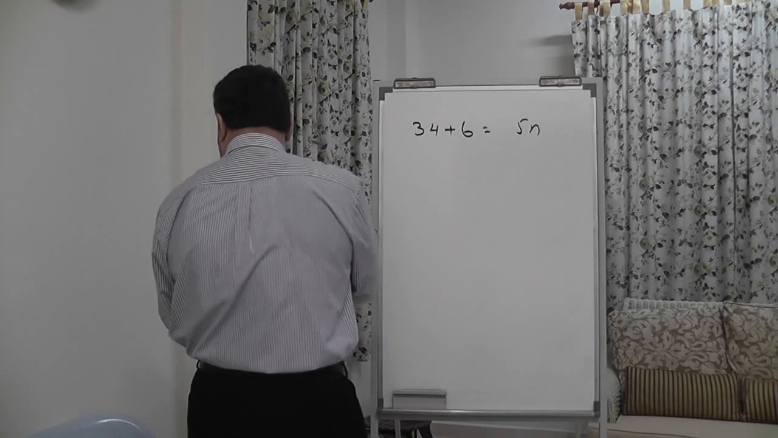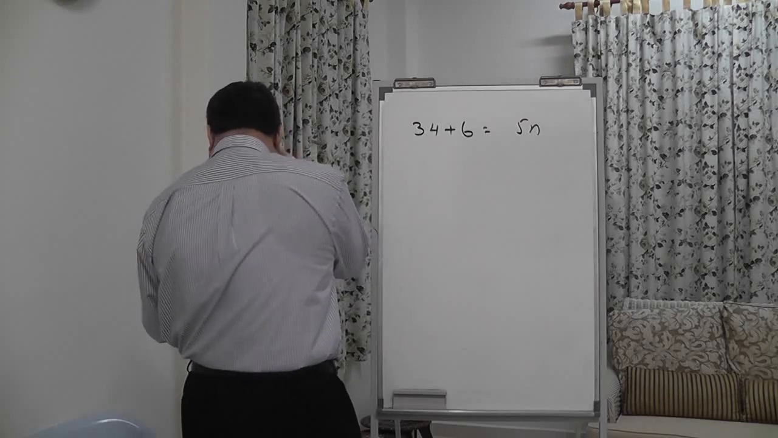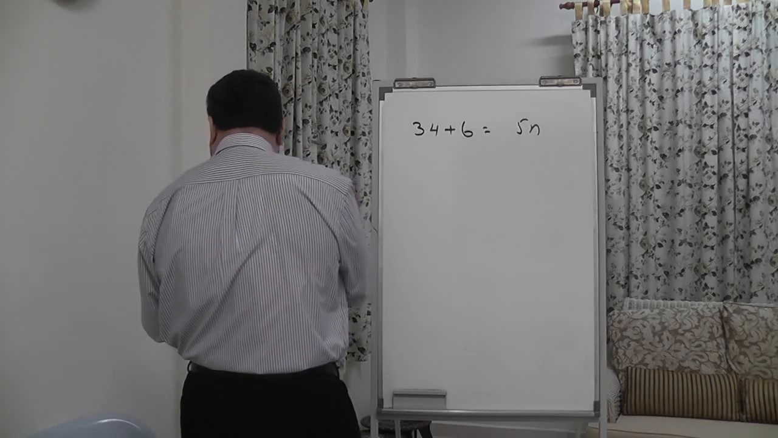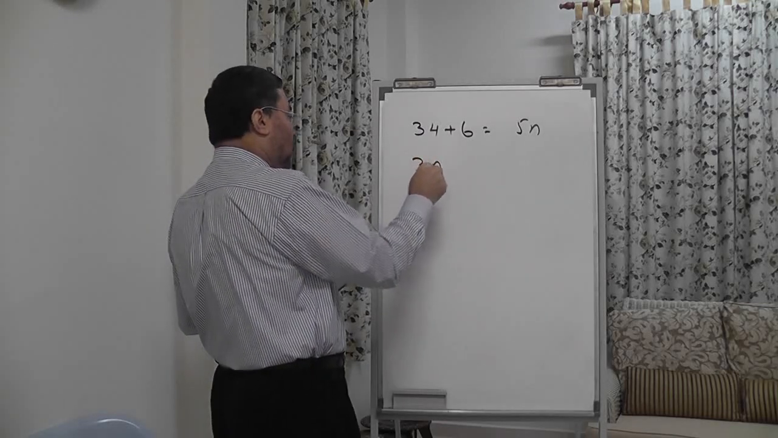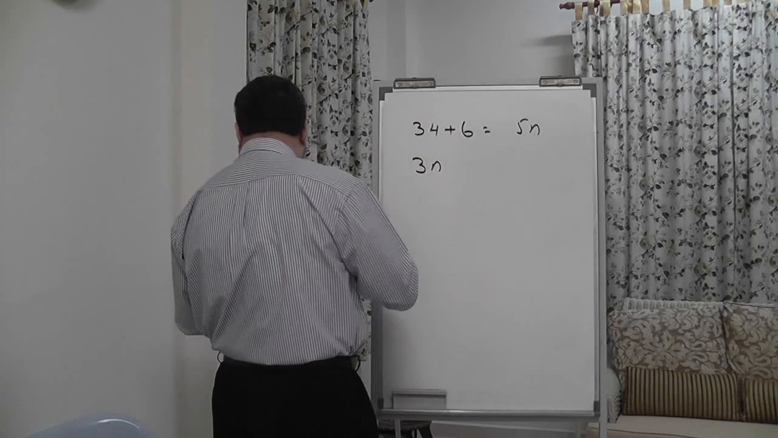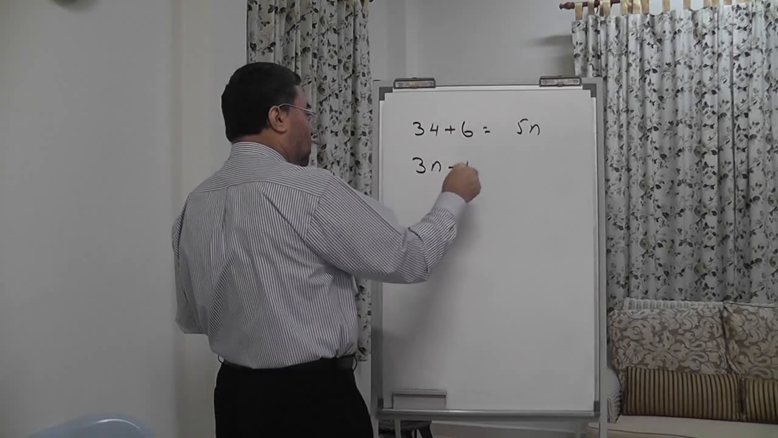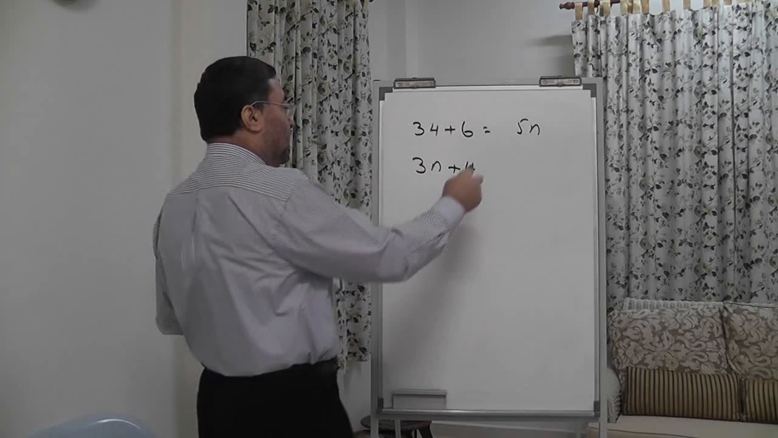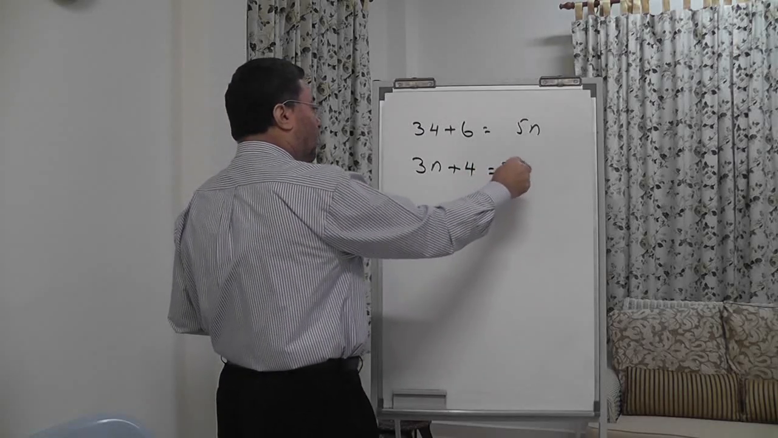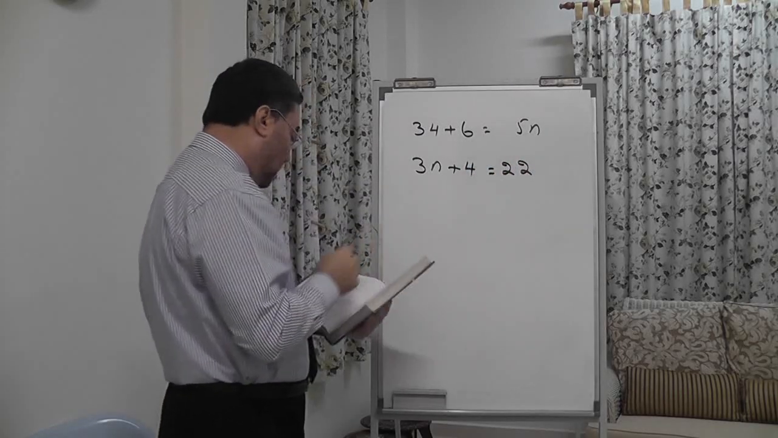Number 32, 4 increased by 3 times the number is 22. So we have 3 times the number, that's 3n. 4 increased by 3 times the number, so these two quantities add to each other, the 4 and the 3n. Their sum is 22. And now you can solve the equation.